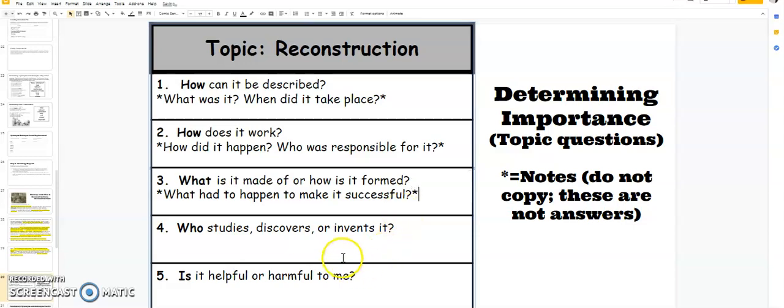Who studies, discovers, or invents it? So right here, who studies? Who's going to study Reconstruction? You think really hard. Who is studying Reconstruction right now? I think that will give you a hint.